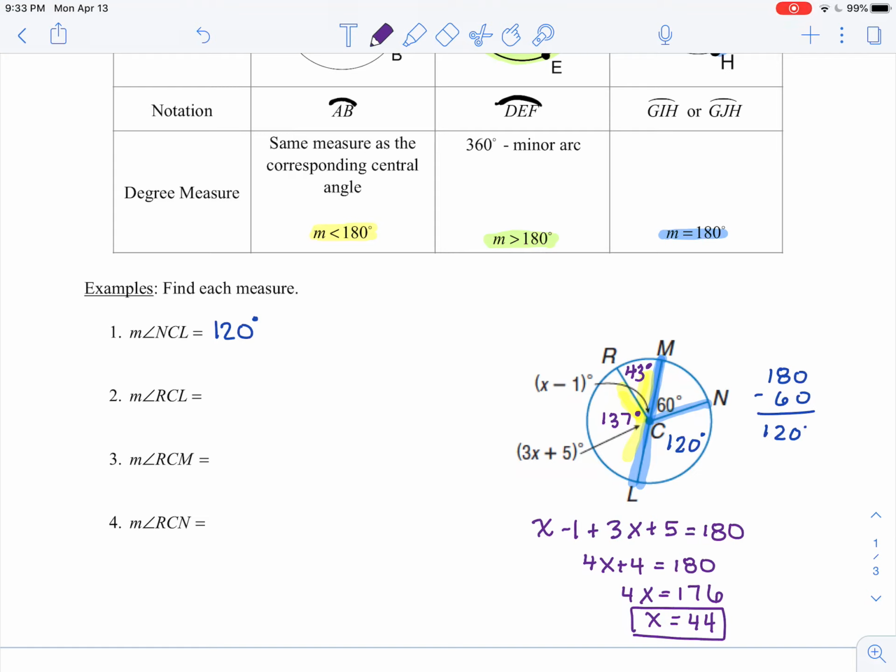So to answer our questions, the measure of angle RCL we just said is 137. Angle RCM we labeled as 43 degrees. And angle RCN is a combination of 2 of the angles that we labeled. So RCN is this larger angle. So if I add up 43 degrees and 60 degrees, I find that its measure is 103 degrees.